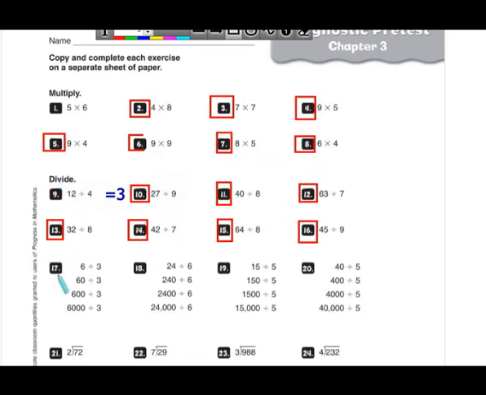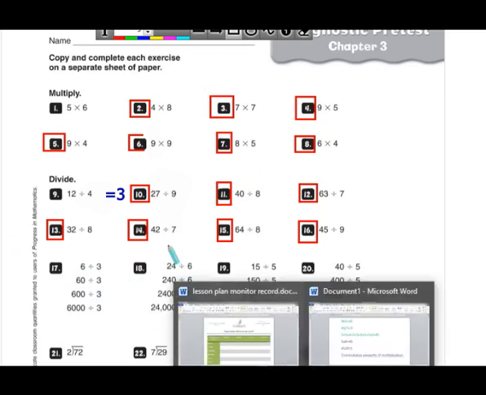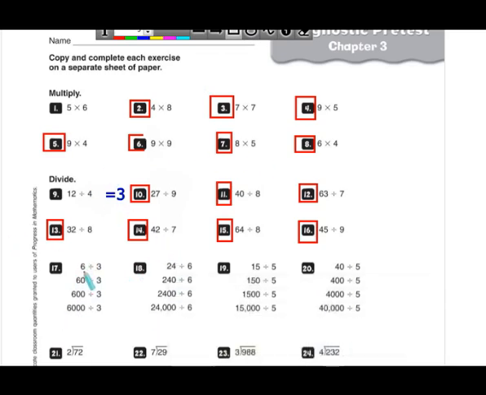Okay, now let's move to question number 17. Question number 17, I will copy it to the Word document here to do it together. We have 6 divided by 3. All of us know that 6 divided by 3, the answer is 2. Okay, so the answer here is 2. Now, 60 divided by 3, the answer is 20. The answer is 20. Why?